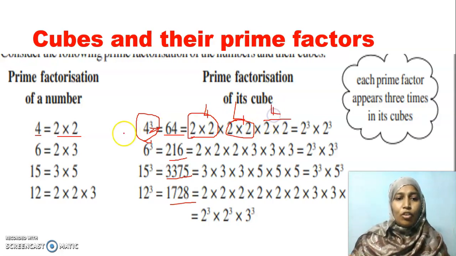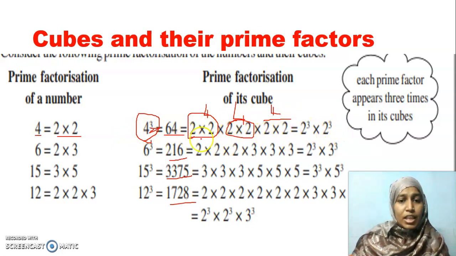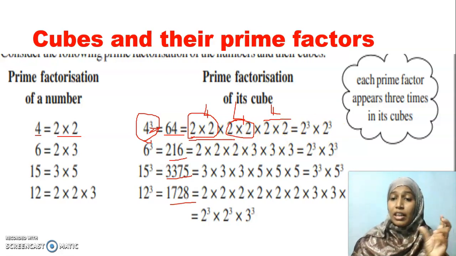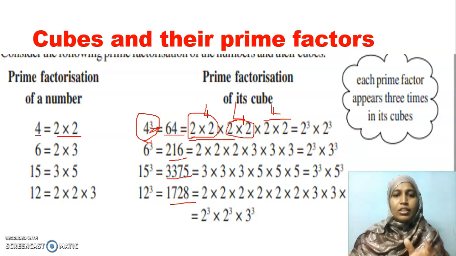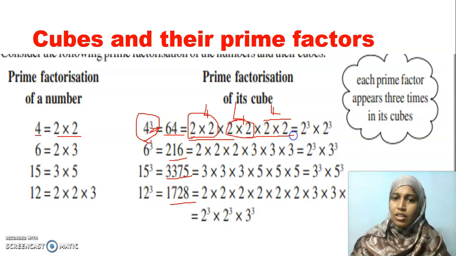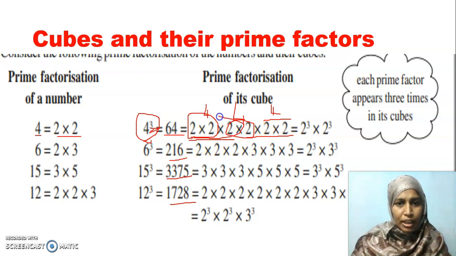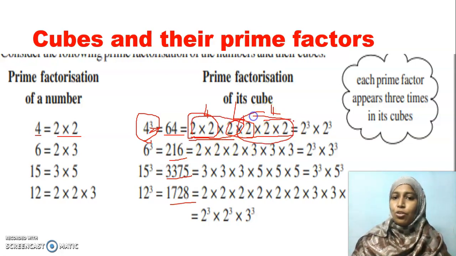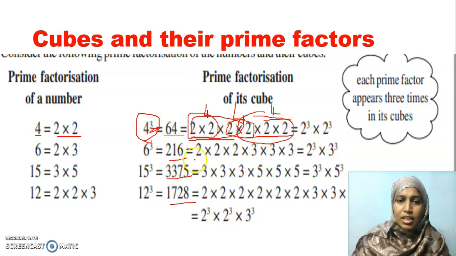So, 4 cube is 4 into 4 into 4 and it can be again split into 2 into 2 into 2 into 2 into 2 into 2. See, now club them into triplets. In squares, we club them into doubles, twins, and here triplets. 3 2's together, so this is fully 2 cube and this is fully 2 cube. Is it clear?